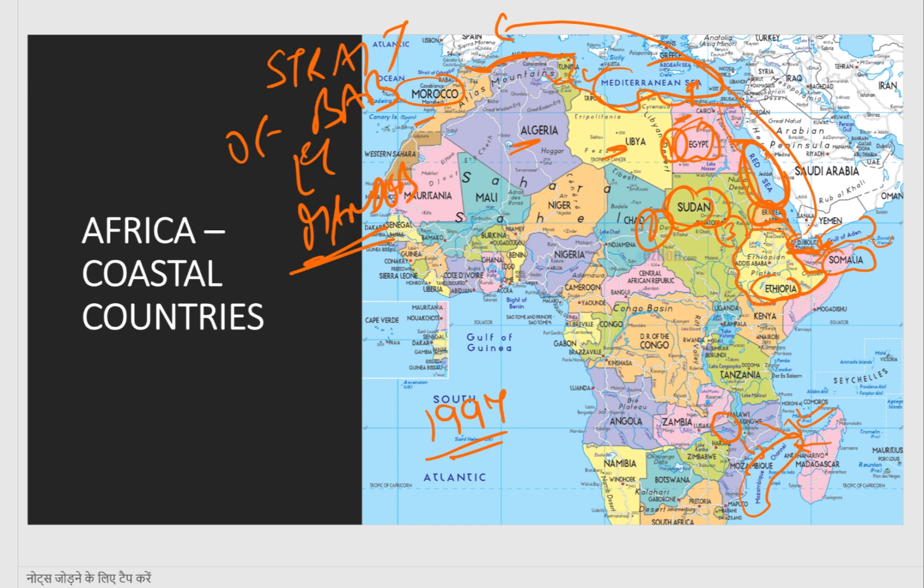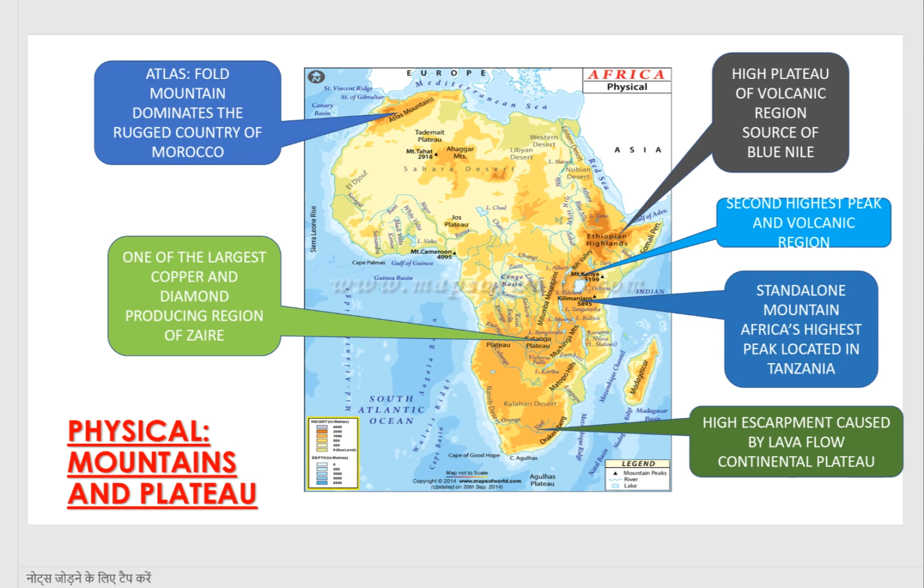Moving ahead, let's focus upon the physical features of Africa one by one. And the first physical features which we are going to have a look is the mountains and plateaus of Africa. So Africa is very conspicuous by the absence of a long mountain chain. A long mountain chain is present in the continents of Asia, North America and South America. But a long mountain chain is absent in the continents of Africa, Europe and Australia.